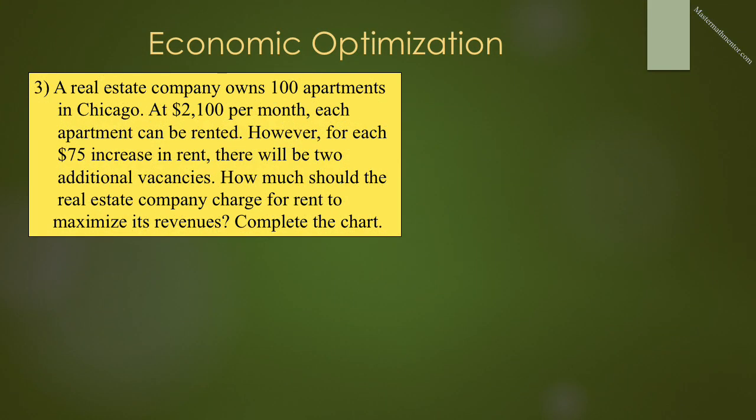Number 3 reads, a real estate company owns 100 apartments in Chicago. At $2,100 per month, each apartment can be rented. However, for each $75 increase in rent, there will be 2 additional vacancies. How much should the real estate company charge for rent to maximize its revenues? Complete the chart.